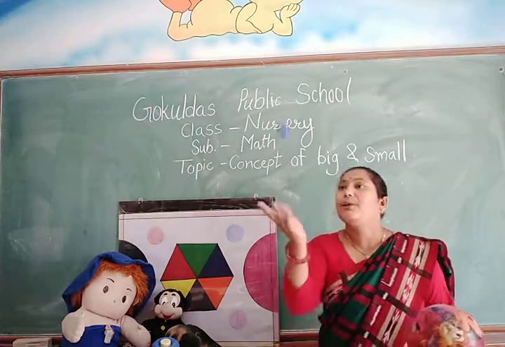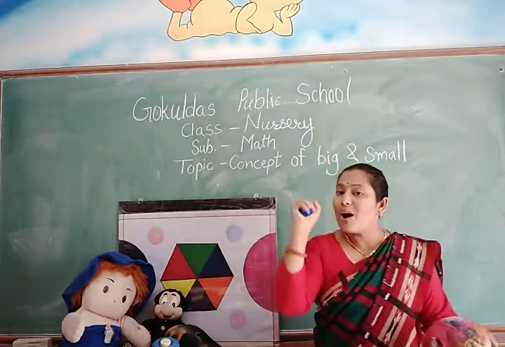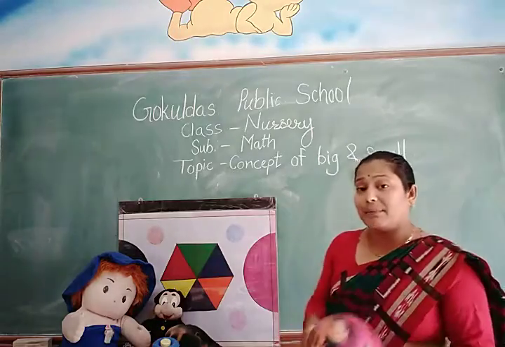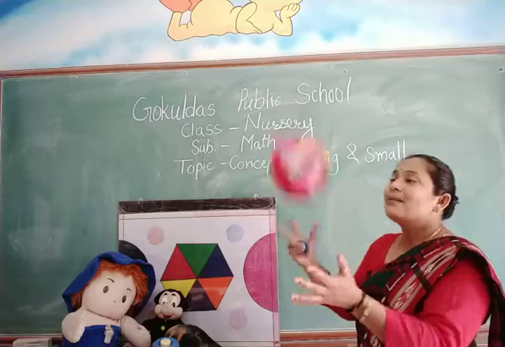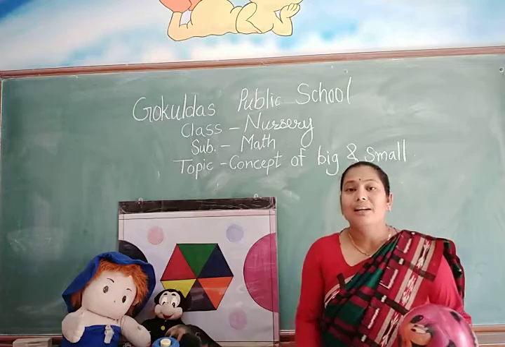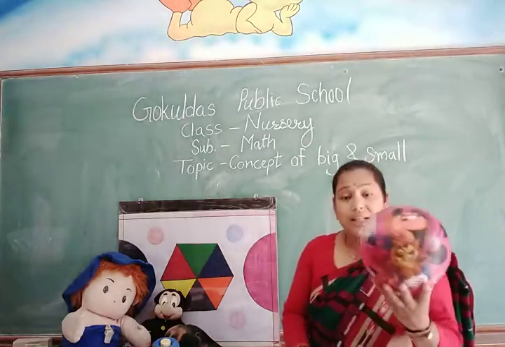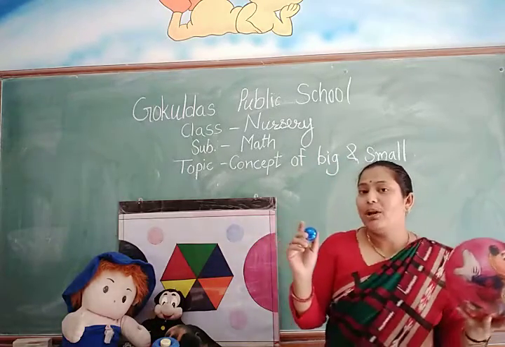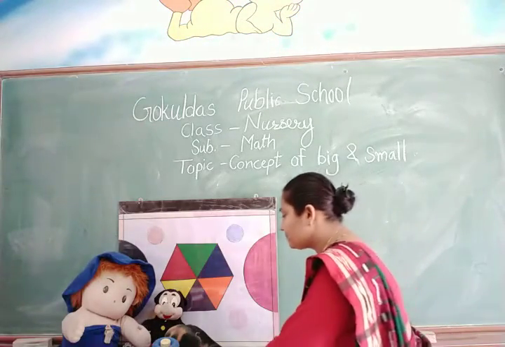अगर आपके पास स्मॉल बॉल है तो थ्रो करके बोलिए स्मॉल स्मॉल स्मॉल। और अगर बॉल नहीं है तो भी कोई बात नहीं, मैम के साथ बोलिए बिग बॉल, बिग बॉल, और स्मॉल बॉल, स्मॉल बॉल। Okay, so here this is a ball and this is also a ball, but this ball is big ball and this ball is small ball.